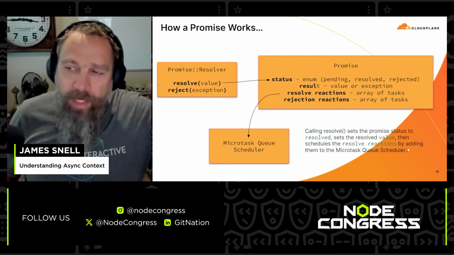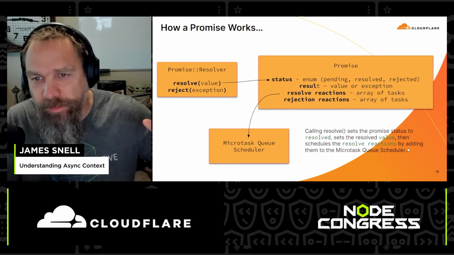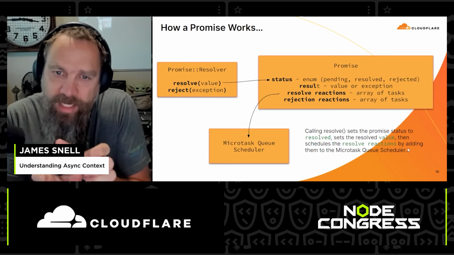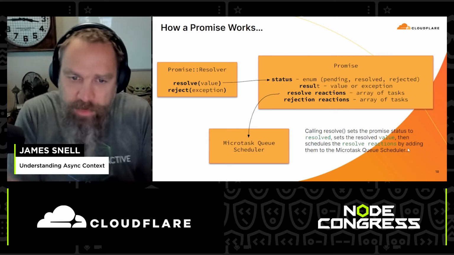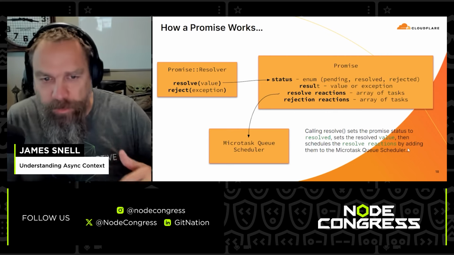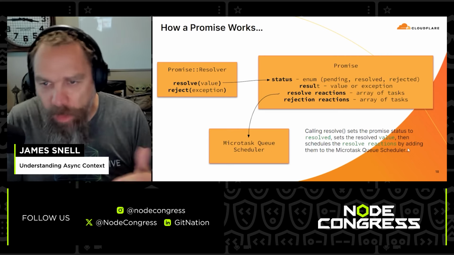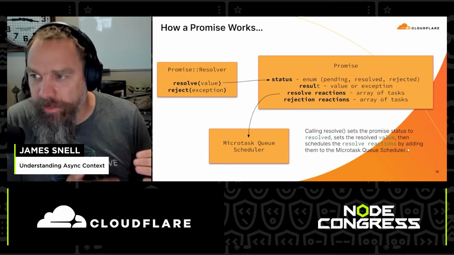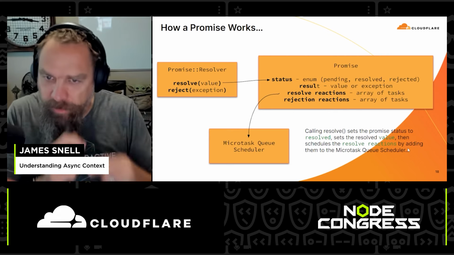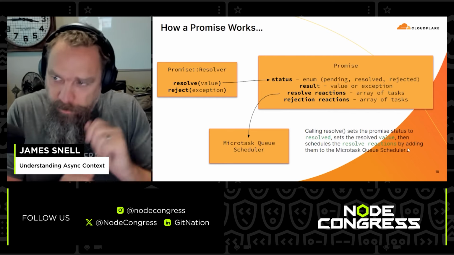Okay, so we have some bit of code. It calls resolve to resolve that promise. We're going to set the status to resolved. We're going to set the result to whatever value it is. And then we're going to take that array of tasks in the resolve reactions, and we're going to pass those off to the microtask queue scheduler to run. And then at some point in the future, we'll tell the microtask scheduler, hey, run all of the tasks that you have collected up to this point, and the scheduler will go through and just start iterating through every single one of those tasks and say, okay, run this one, run this one, run this one. All right, that's an important step.